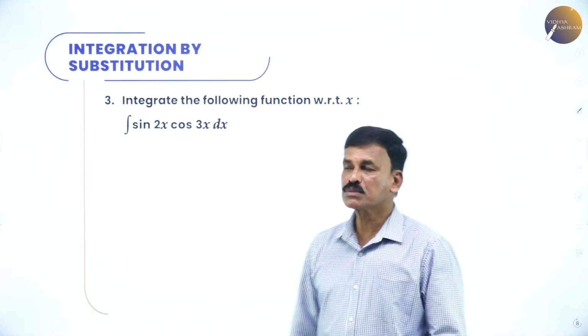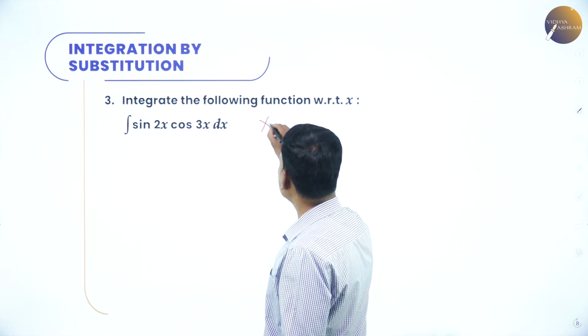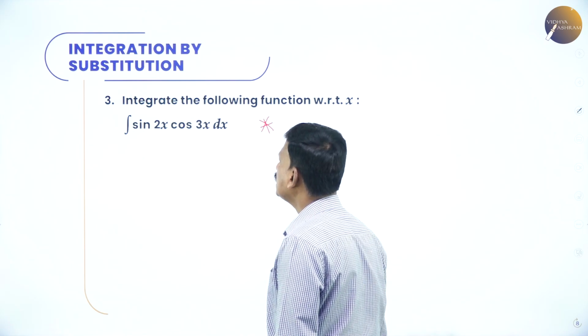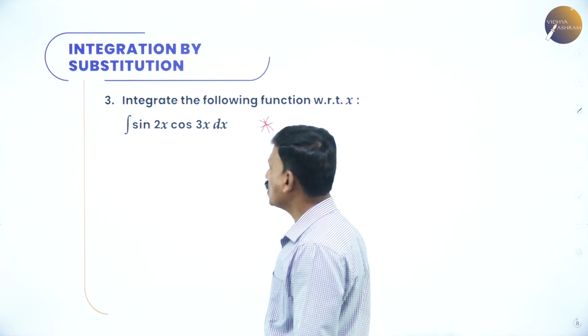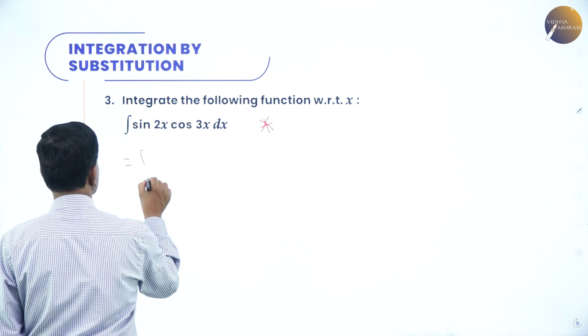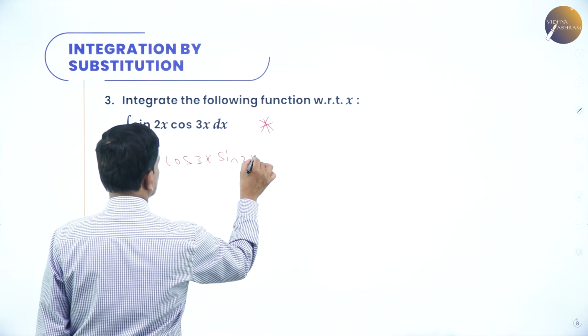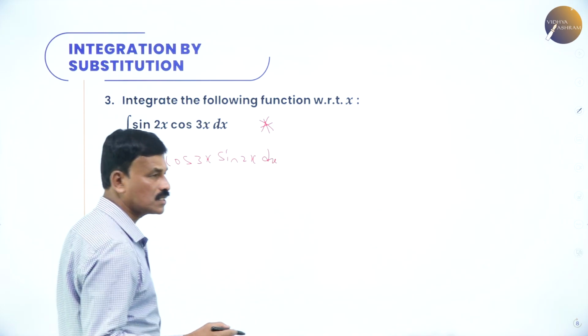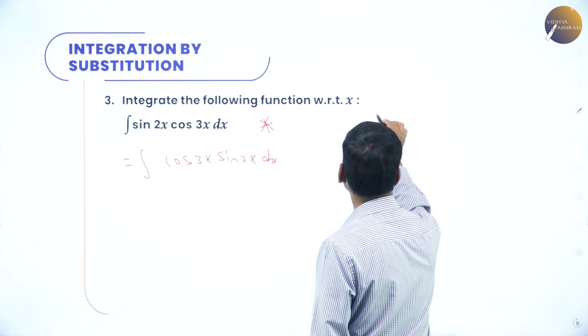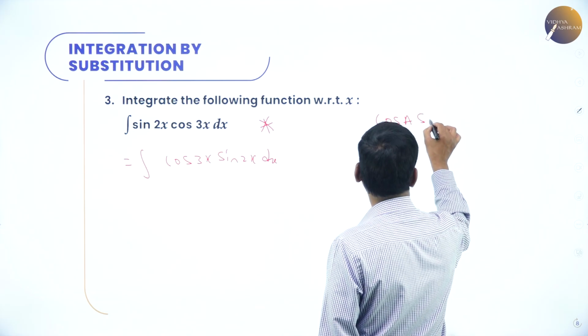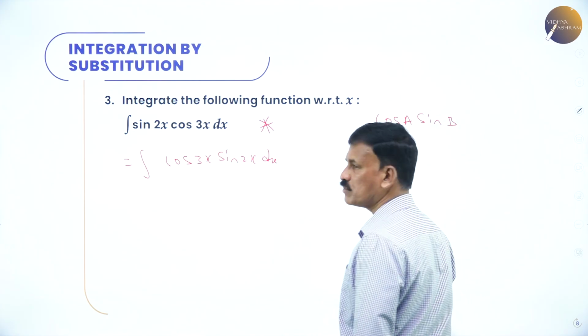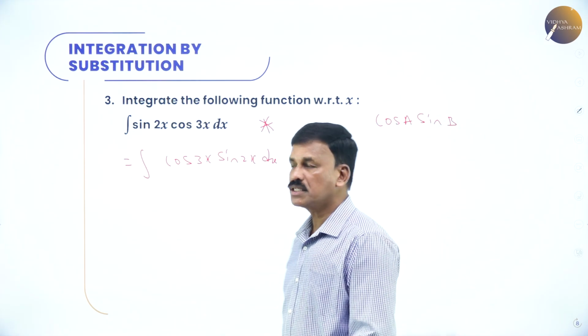Now move on to the next problem. This is also important for 2 or 3 marks. Integrate sin 3x into cos 2x dx. Now this can also be written as the integral of cos 3x into sin 2x dx. If you observe carefully, this is of the form cos A sin B. Cos A sin B. What is the formula for cos A sin B? Now there is one formula.